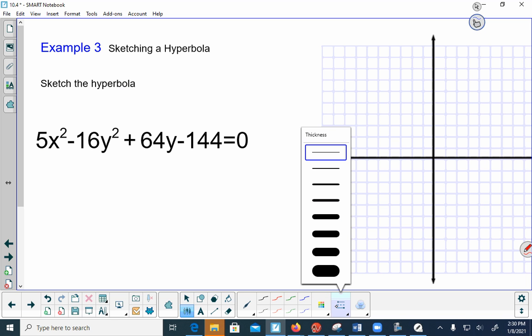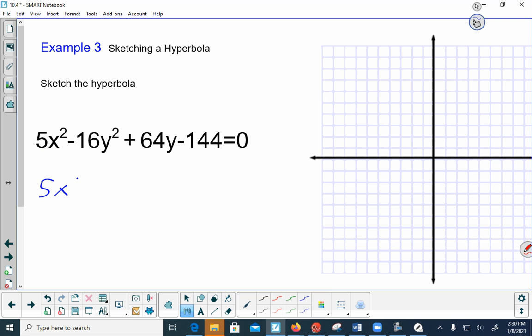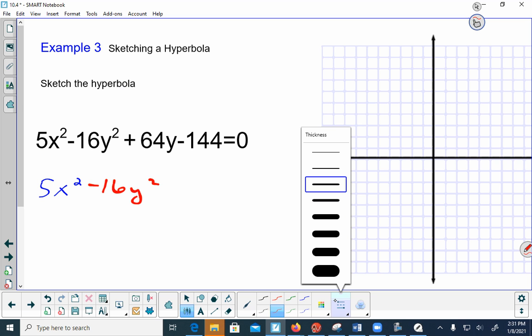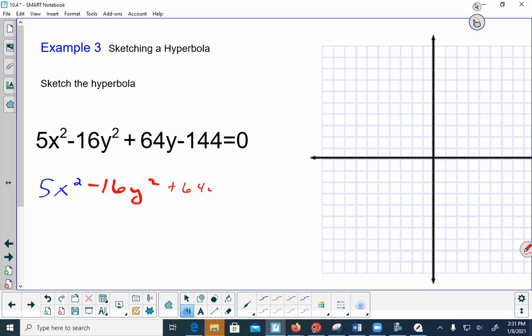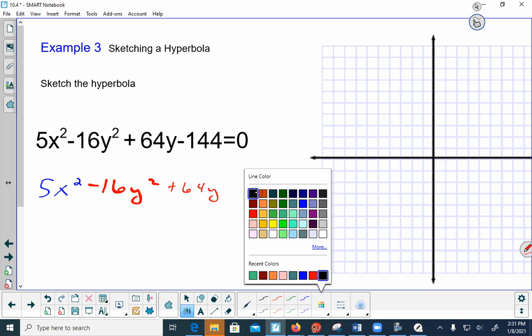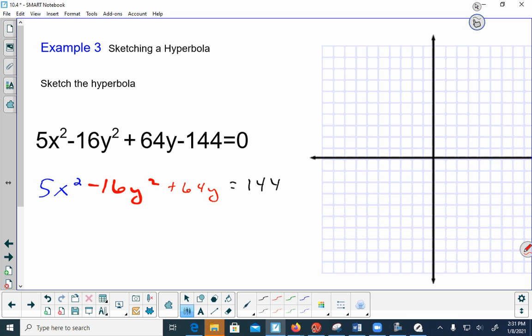This one has 5x squared minus 16y squared plus 64y minus 144. So the first thing I'm going to do is complete the square at least once. I'm going to put all my x's together, all my y's together, and anything that is a constant on the other side by itself. So I am going to write 5x squared minus 16y squared plus 64y, and then I'm going to put that 144 over to the other side. So I'm going to add 144 to both sides.